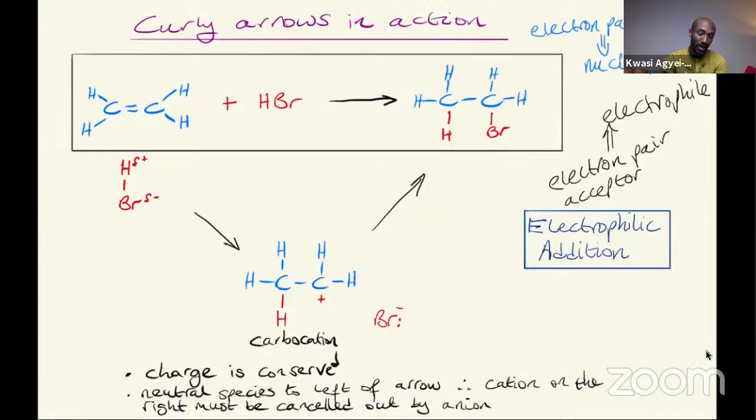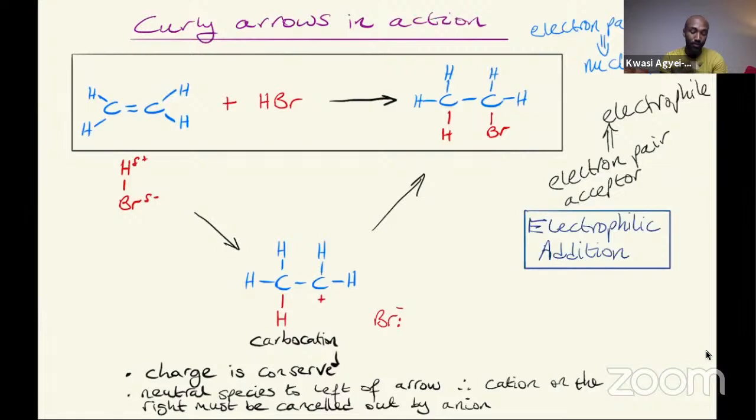Now, here is our electrophile. It is hydrogen bromide, and hydrogen bromide is, of course, polar. It is polar because your bromine atom is more electronegative than the hydrogen atom, and so the electron density is towards the bromine atom. And so you've got a delta minus on the bromine and a delta plus on the hydrogen.